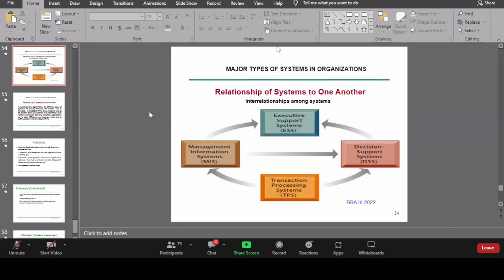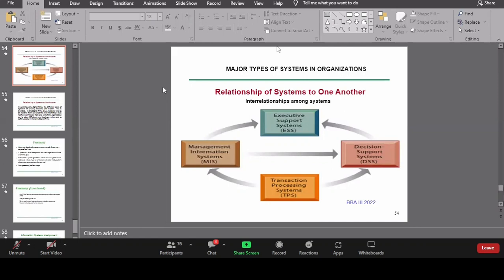Nick. Good evening. I have a question on the DSS. How does the DSS work? How does it make decisions? Because we see it takes information from the TPS to the DSS. How does it make its decisions to take them to the ESS?